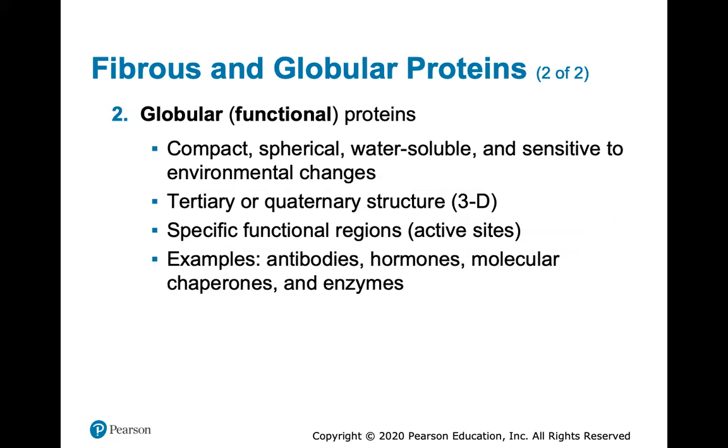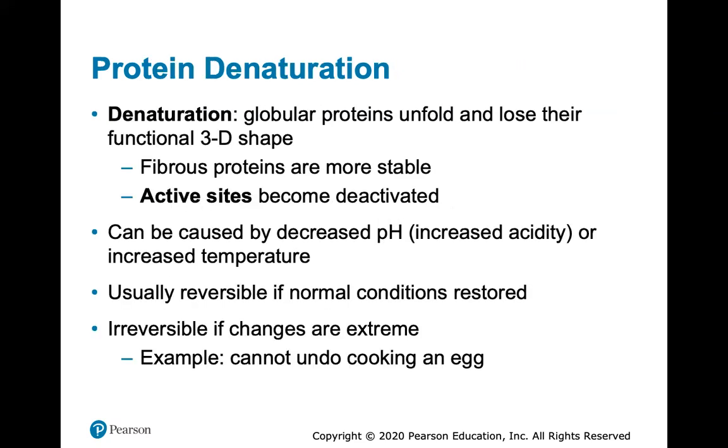Globular or functional proteins are compact and spherical. They can dissolve in water. They're very sensitive to environmental changes. They will also have this 3D shape, and they'll have specific functional regions, which we call active sites. So your globular proteins will be anything that can bind to something else, like an antibody, a hormone, any other molecular chaperone, as we call them, or an enzyme.